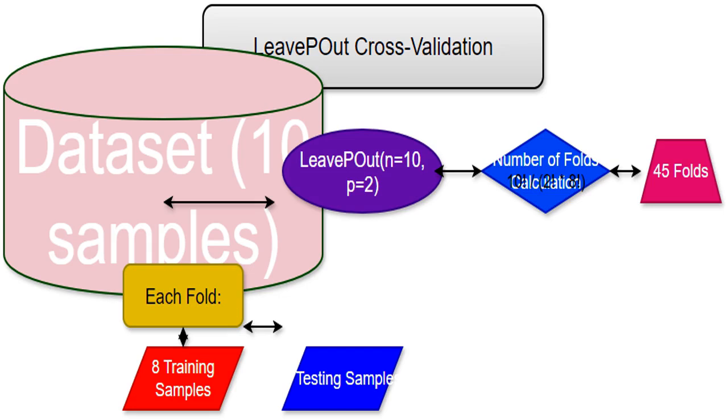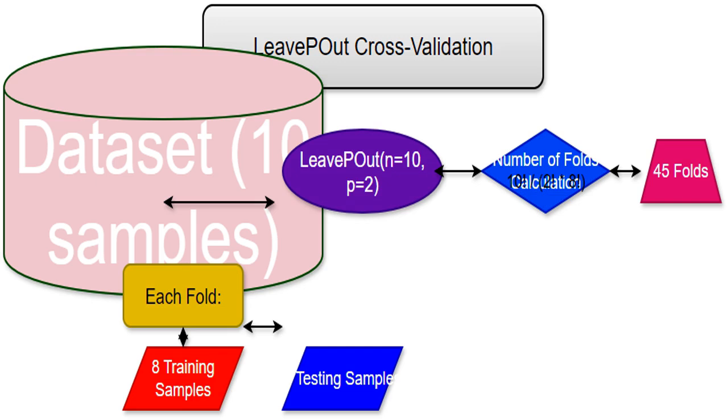This line specifies the parameters for scikit-learn's LeavePOut cross-validation. N equals 10 means we have a dataset with 10 samples. P equals 2 indicates that in each iteration, 2 samples will be left out for testing. It's like saying, let's take 2 samples out, then train on what's left, and test on these 2.